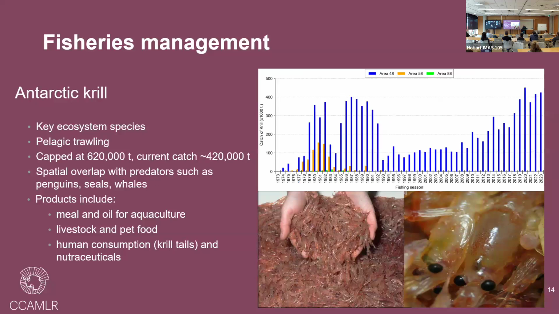So I'll go into a couple. I'll talk about krill and then toothfish a little bit, and how we manage them. So first, Antarctic krill. It's recognized that Antarctic krill is a key ecosystem species. Everywhere, everybody eats them. The fishery is based on pelagic trawling. And I'll talk about the catch limits in a couple of slides coming up. The big issue here is spatial overlap between the fishery and other krill predators.